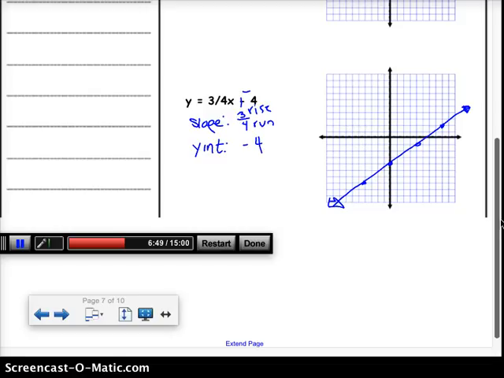So that's your learning target today. I give you an equation of a line, and you can use what you know about slope and y-intercept and quickly graph the line without using a table of values.